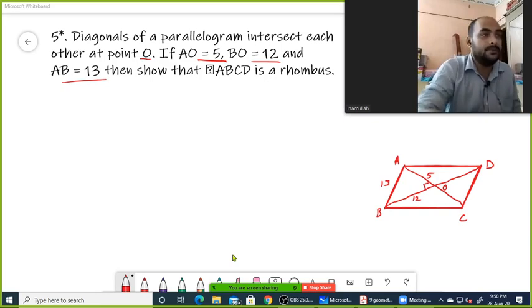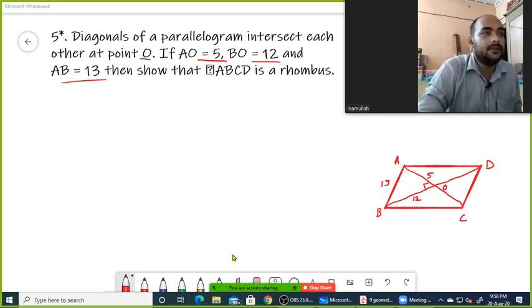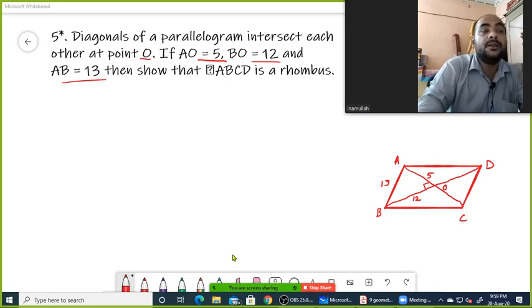So how can we prove this? Here we get a triangle AOB, where we have the lengths of AO, BO and AB. If we want to prove that angle AOB is 90 degrees, we can use the converse of Pythagoras theorem. If the sum of squares of AO and BO is equal to the square of AB, then we can say angle AOB is a right angle by the converse of Pythagoras theorem.